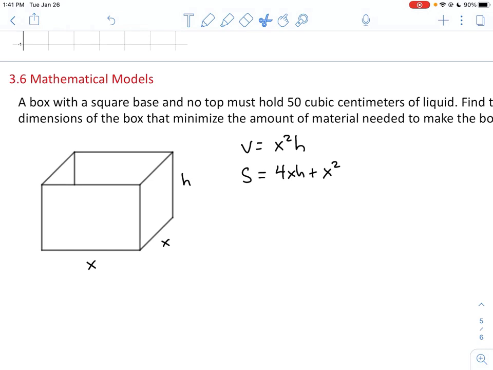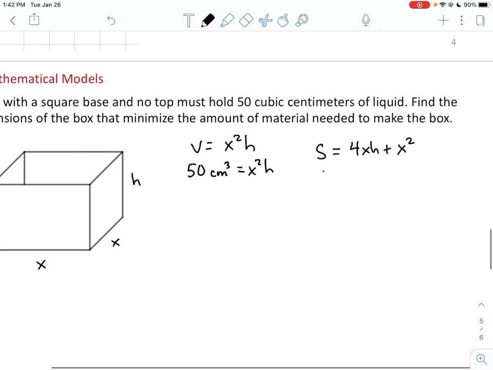Now, we know that the volume must be 50 cubic centimeters. All these lengths, by the way, x and h, are going to be measured in centimeters, and when you multiply them, you get cubic centimeters for volume. And we know the volume has to be 50. I'm going to leave the units off from now on.